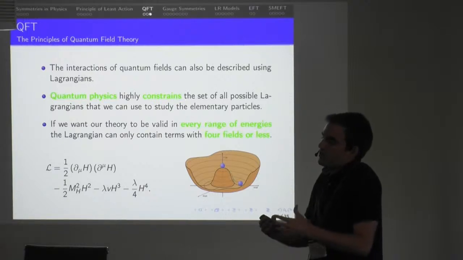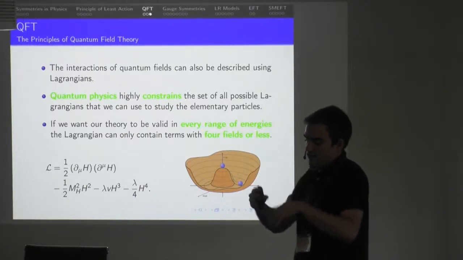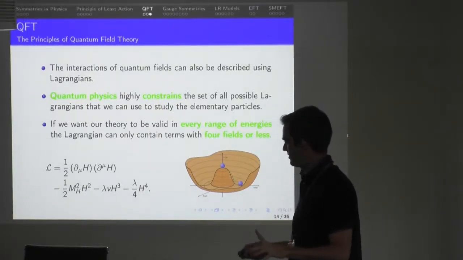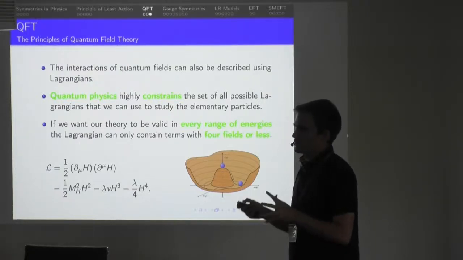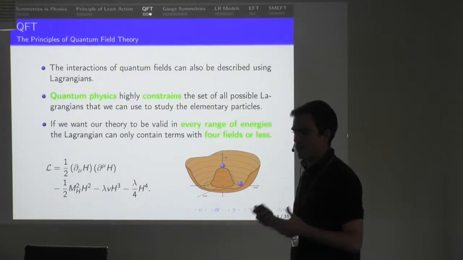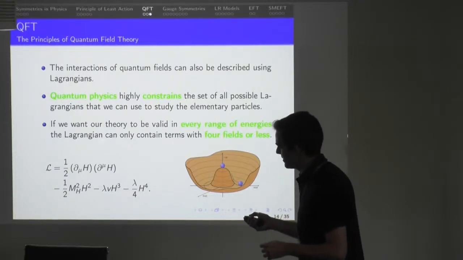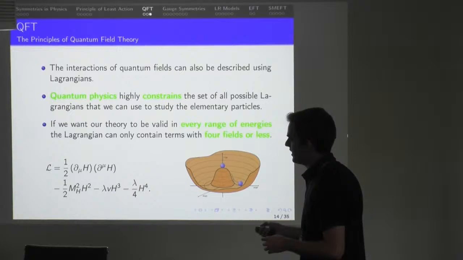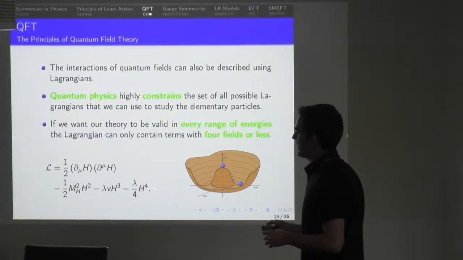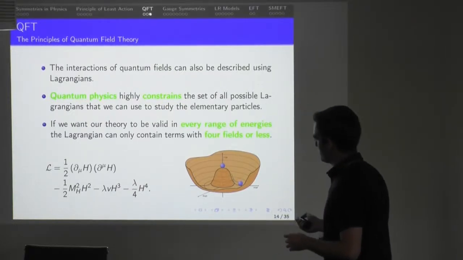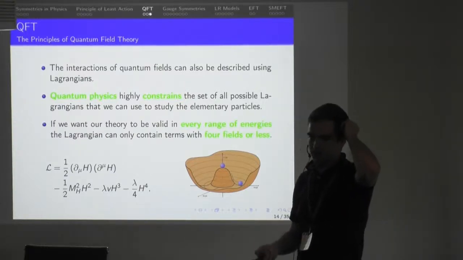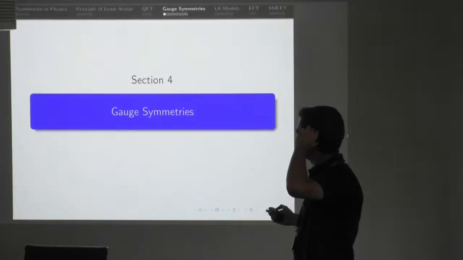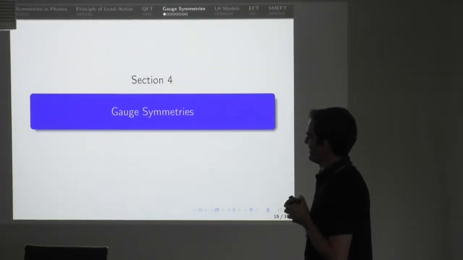We can see that if we don't want our theory to be valid in every range of energies, we can do other things. And if you remember, I told you that the Lagrangian was something like the kinetic energy minus the potential energy. This is more or less the same. We can associate this to the kinetic energy, and this will be a kind of potential, which is the famous Mexican hat, which is responsible for the masses of the particles. Okay, that's all about quantum field theory.